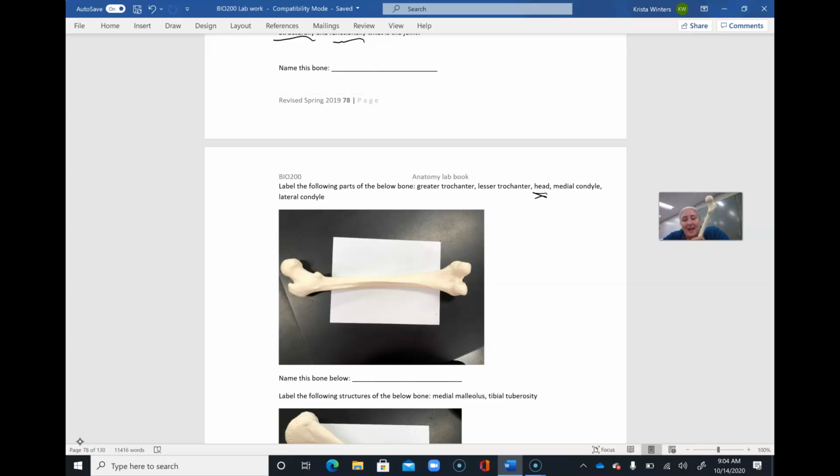So we have this head right here. Then we have these large prominent bumps. Do you see this large bump right here? And there's a tinier bump there. This large bump is known as the greater trochanter. And this tiny bump here is known as the lesser trochanter. So they're right there, the words.